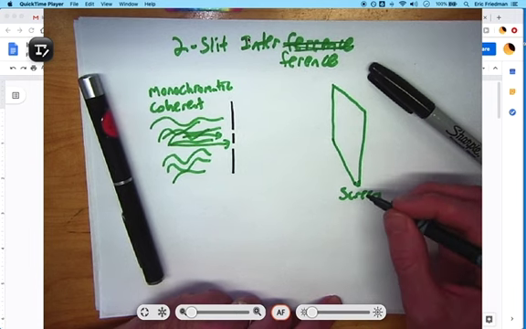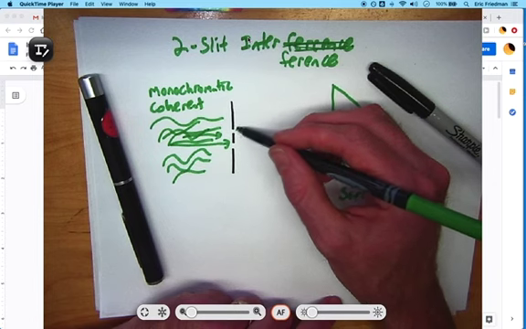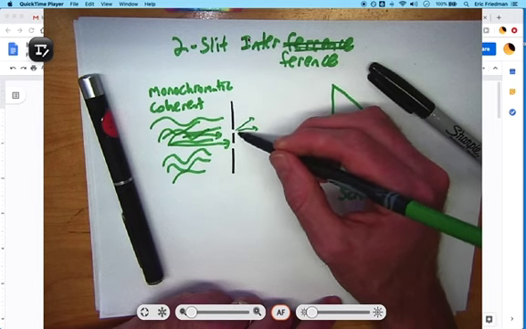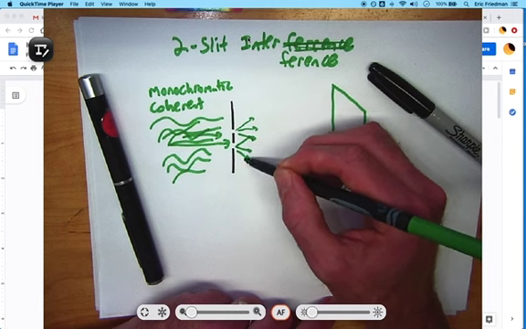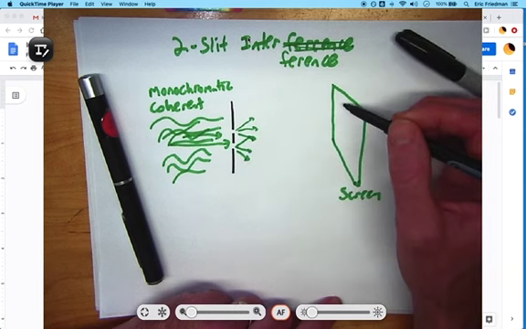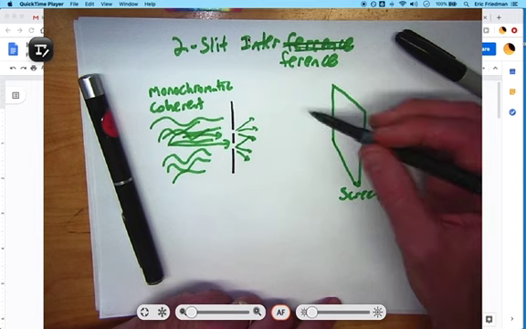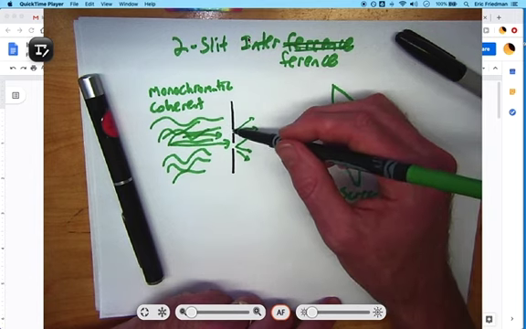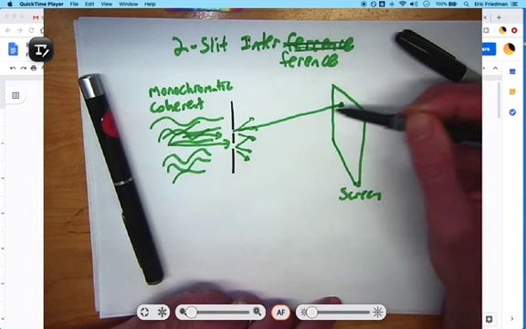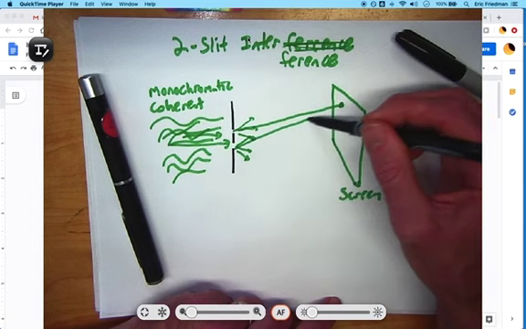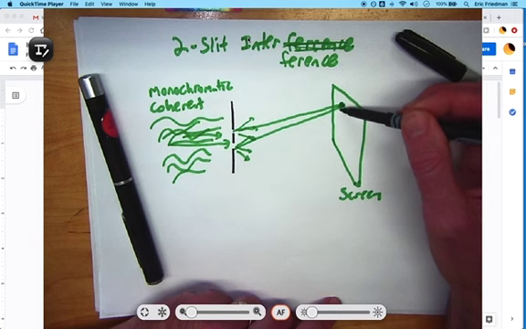Now I'll show you this in class, but what we can imagine is light is going to spread out as it comes through this opening and go in lots of different directions. Light's also going to spread out as it goes through this opening and go in lots of different directions. So if I look on a screen way over here, what we'll find is that some light from this slit is going to go through and hit the screen over here, and some light is going to go through and hit the screen over there. And what we're trying to figure out is what's happening on the screen at that spot.